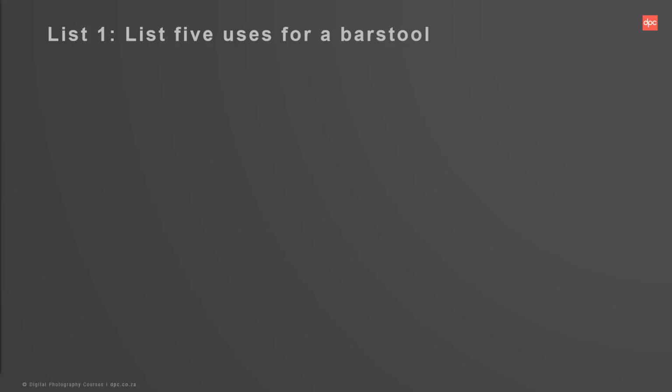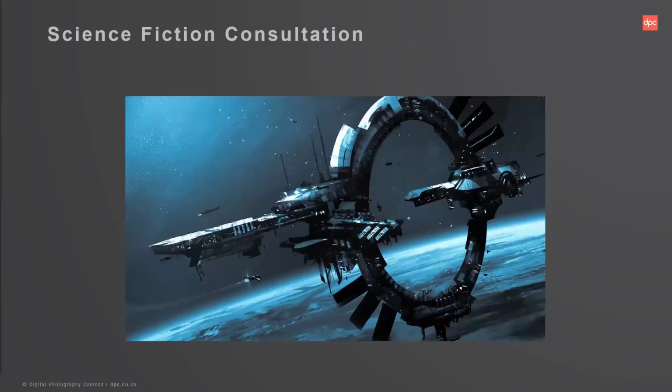But if I say I need 5 uses for a bar stool, the chances of you being able to find a whole lot of options are limited by me asking you specifically for uses for a bar stool, because it's got a label, it's got a description. And that kind of tells you what it is and what it does. And so it is much harder within those parameters to try and find uses for it.